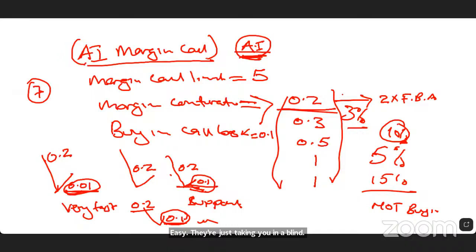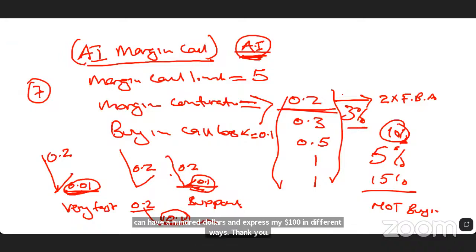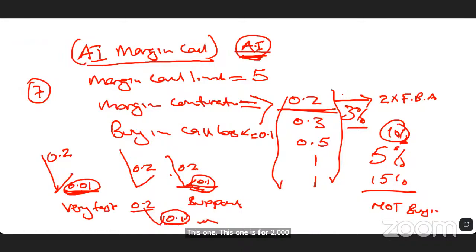It means I can have $100 and express my $100 in different ways. This one is for 2,000. Are we together?